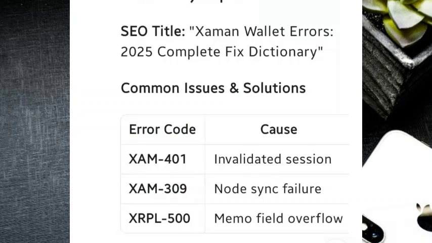Welcome back to the channel, and today I'm going to walk you through some troubleshooting steps for 2025 error code encyclopedia. What do I mean by this? These are Xaman Wallet errors that we normally encounter, so I'm going to give you a complete fix for them. So we're going to start with the common issues and their solution.